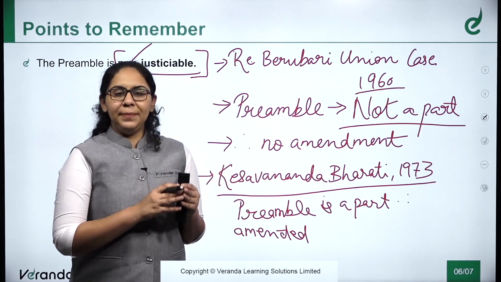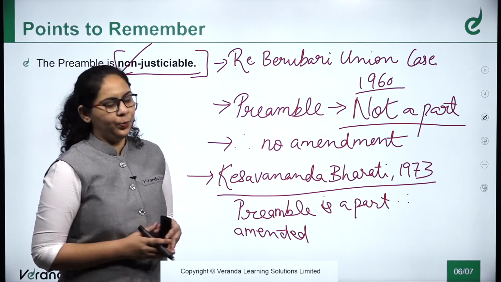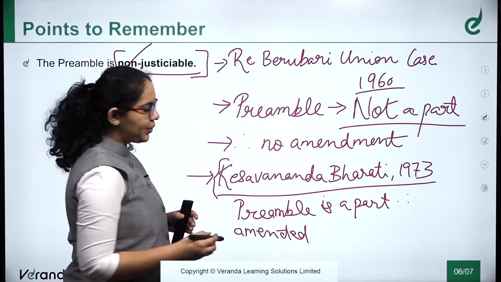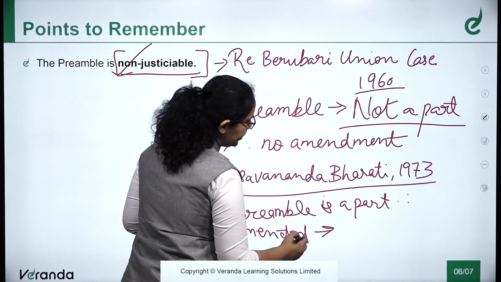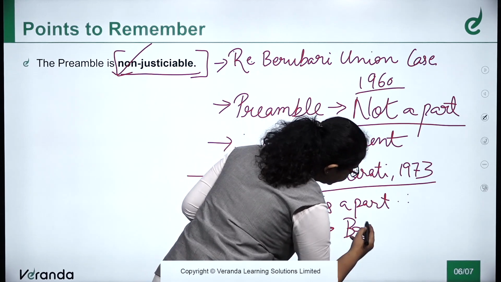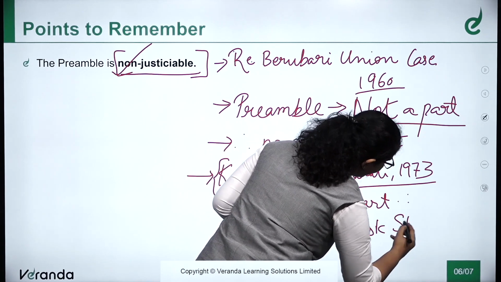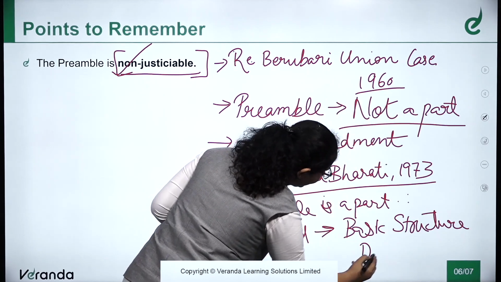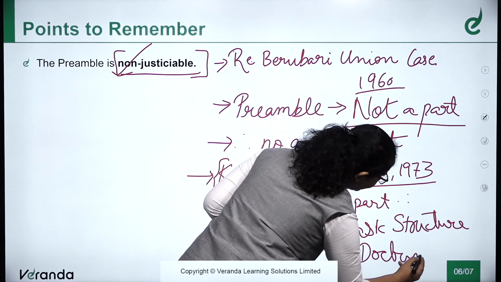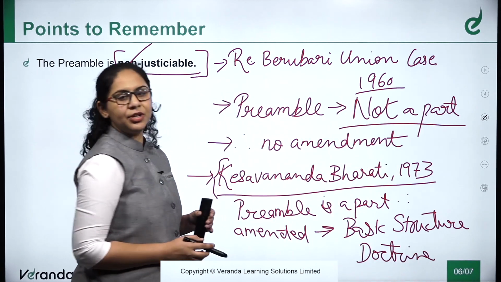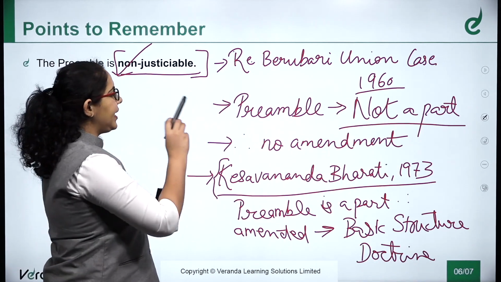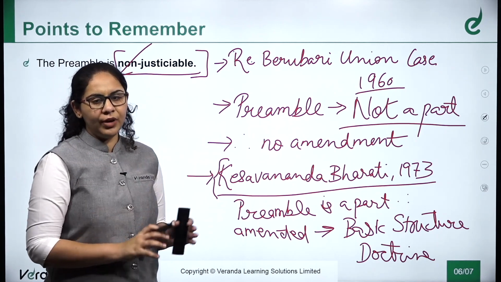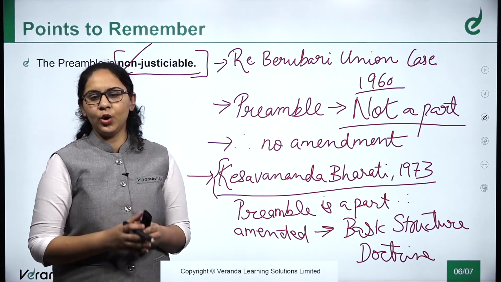Now, can we completely amend the preamble? No. Why? Because this very case, Kesavananda Bharati 1973, gave us a very famous doctrine, the basic structure doctrine. What is there in this basic structure doctrine? It has a list of all those features which one can never amend in the Indian Constitution.